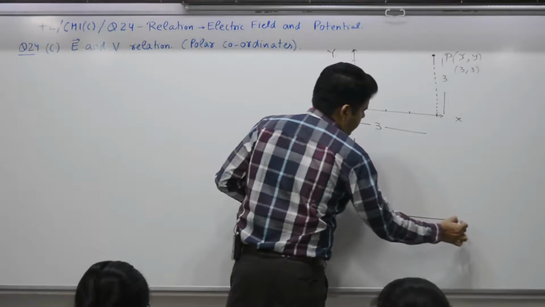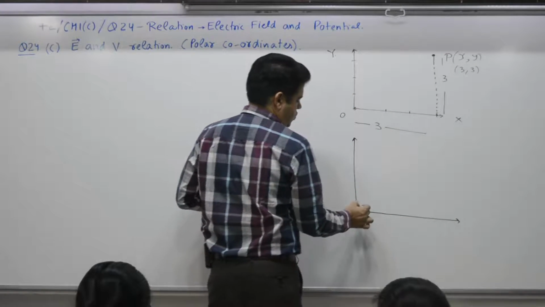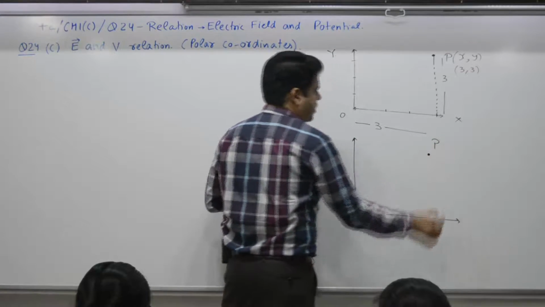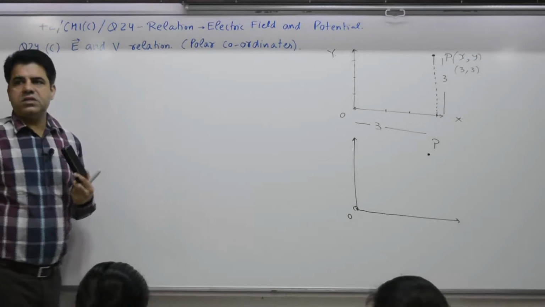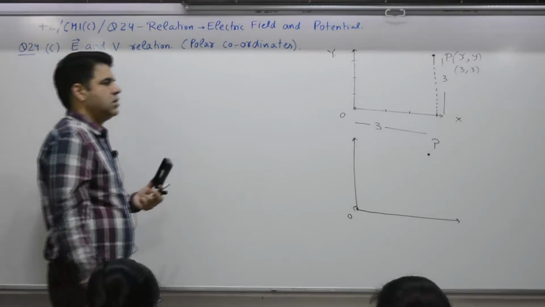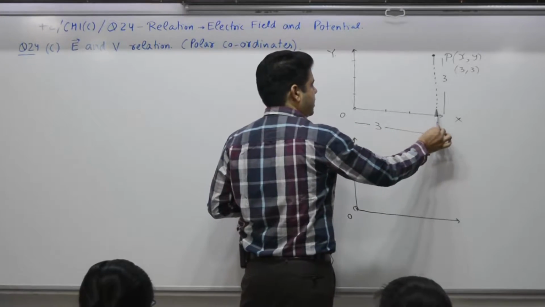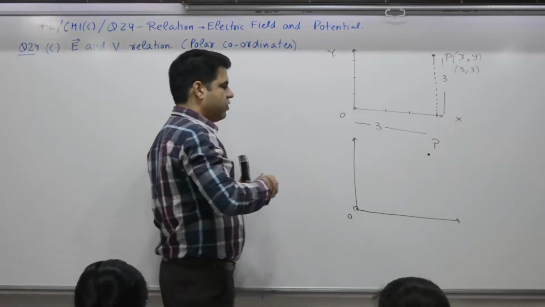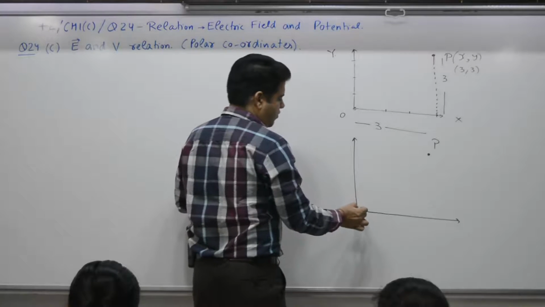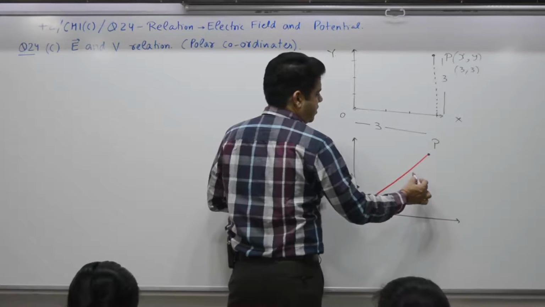If you have to move by air from O to P, what is the distance covered? One way is that you move 3 units along this, 3 units along this. Second is that you move by air from O to P directly. What does this distance come out to?